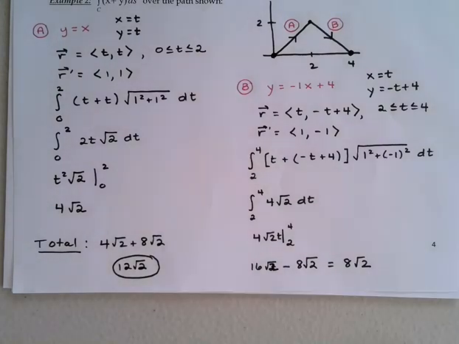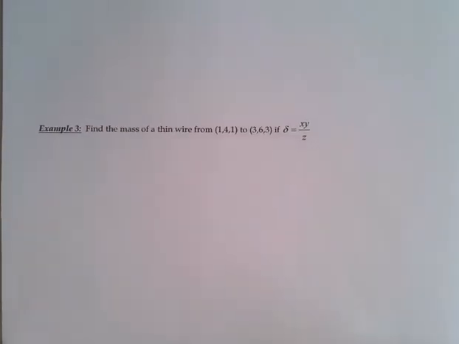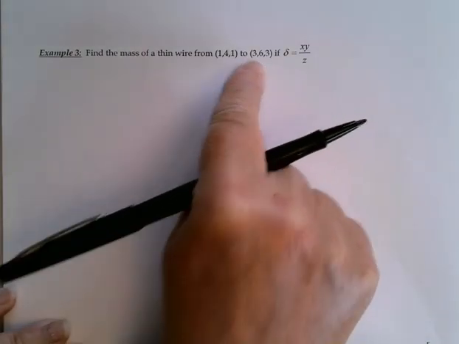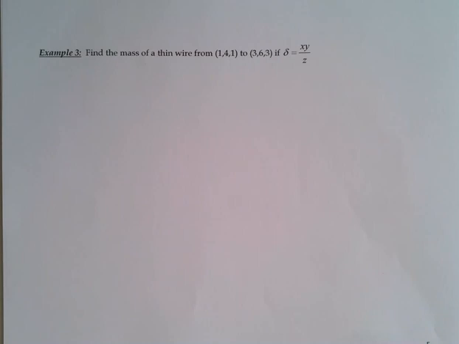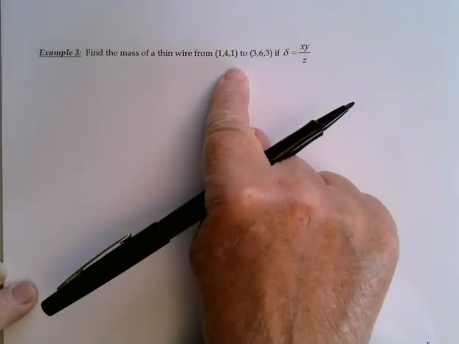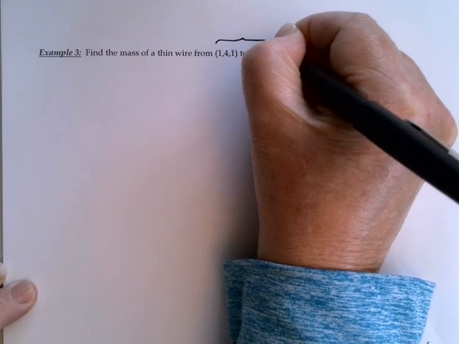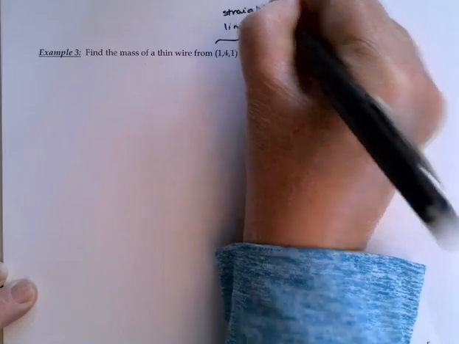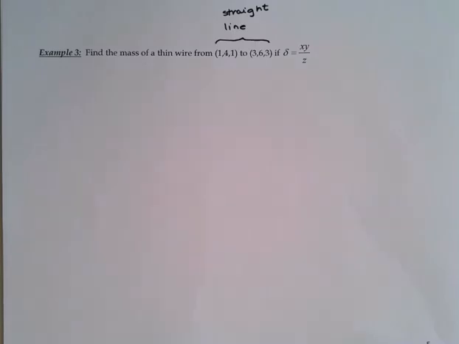All right, I know this is just a little bit lengthy, but let's go ahead and finish. There's only one more example of scalar line integrals. I'm going to go ahead and finish that with you right now. In example 3, we have a slightly different application. We're asked to find the mass of a thin wire between those 2 points. Since we're not given any additional information, I'm going to make the assumption that this is a straight line. Probably should have stated that, but we'll assume it here. And my density function is given by xy divided by z.